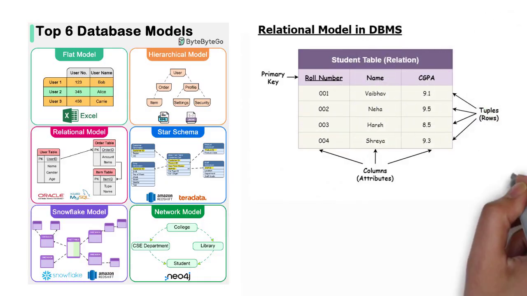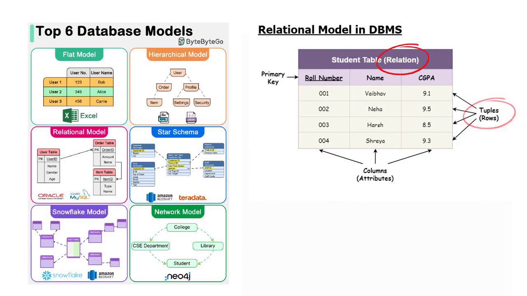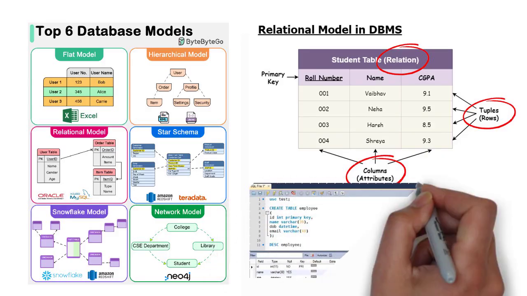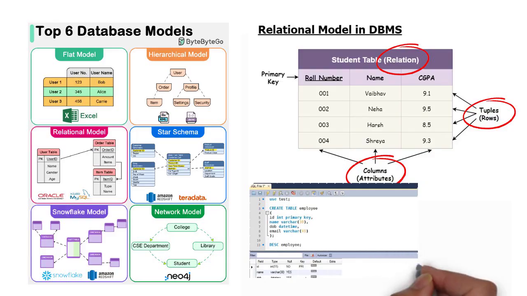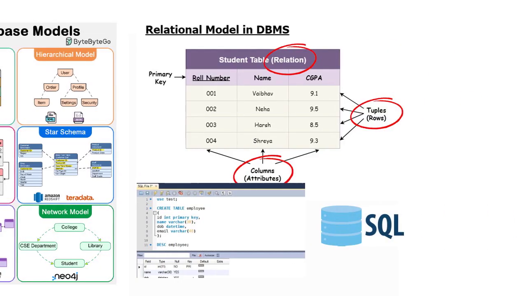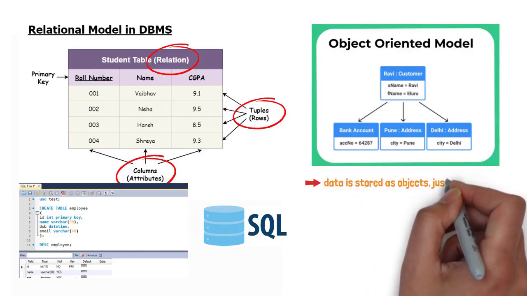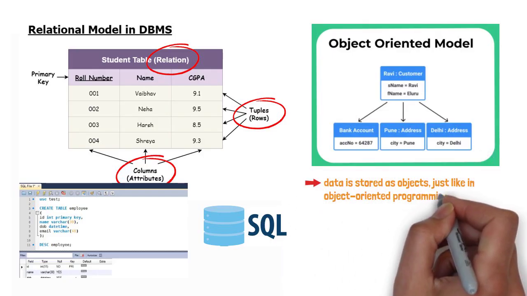Here, data is stored in tables, also called relations, where each row represents a record and each column represents an attribute. The relational model is powerful because you can query and combine data easily using SQL, without worrying about physical links. Finally, we have the object-oriented model, where data is stored as objects, just like in object-oriented programming languages.